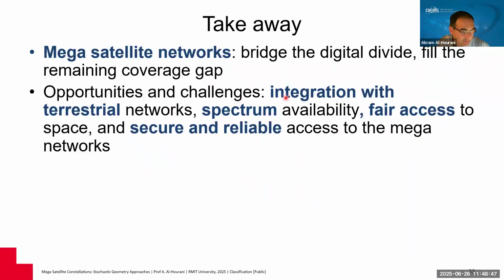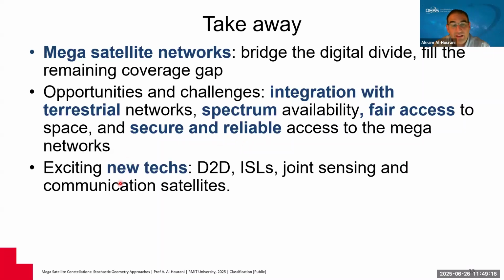This is something that is very actively being worked on by 3GPP and satellite operators. Spectrum availability, remember, is a finite resource. It has to be coordinated very carefully between different operators, between GEOs, LEOs, and terrestrial. We also want fair access to space. That's very important, and secure and reliable. You don't want to keep just one company or one person controlling all these networks. You need to have it more democratized, with access for a lot of people.